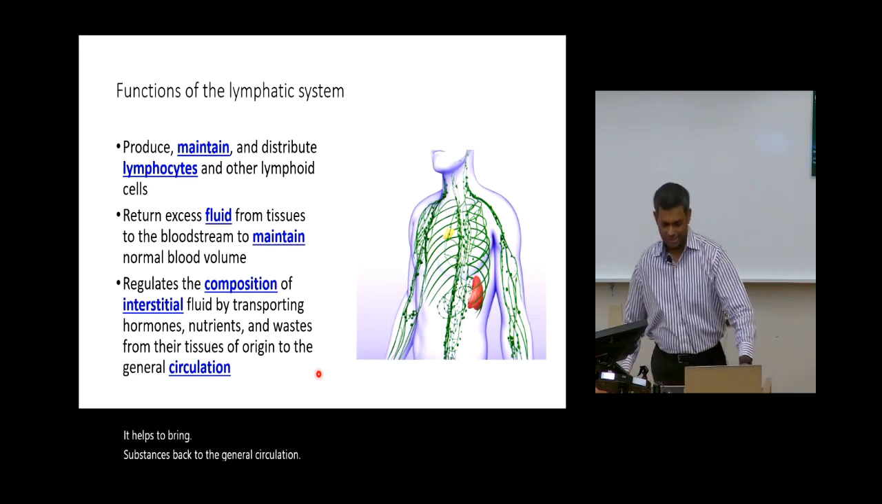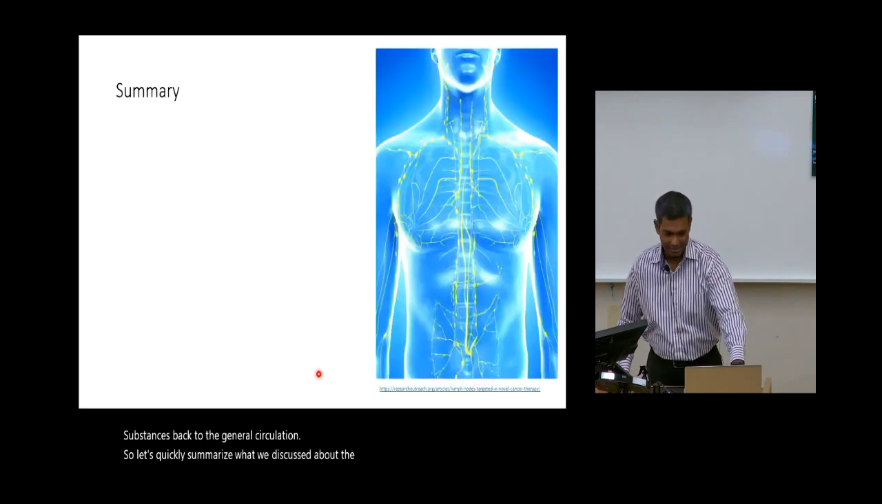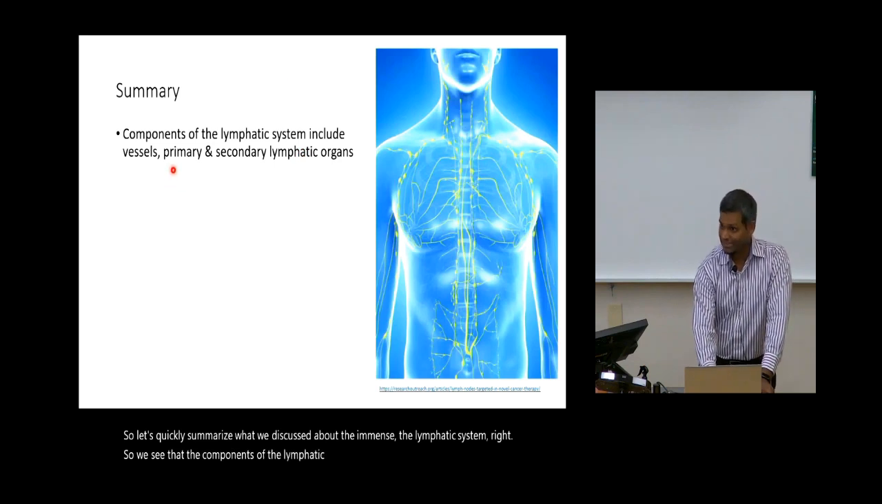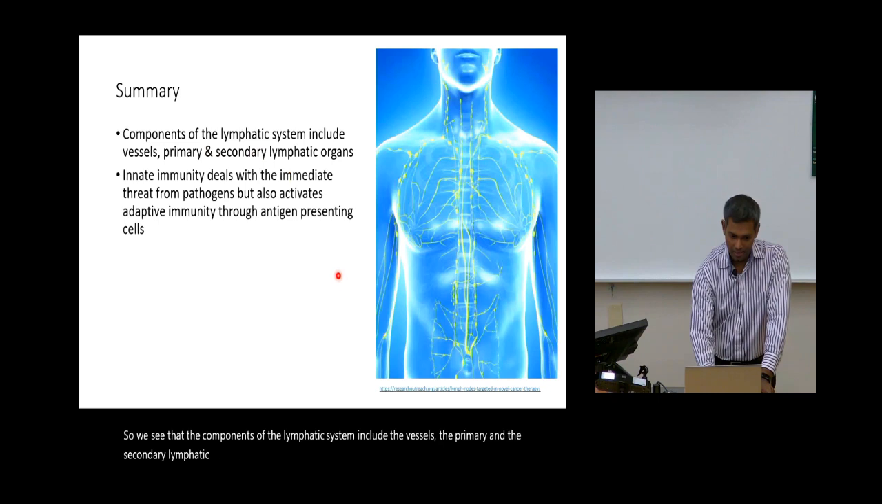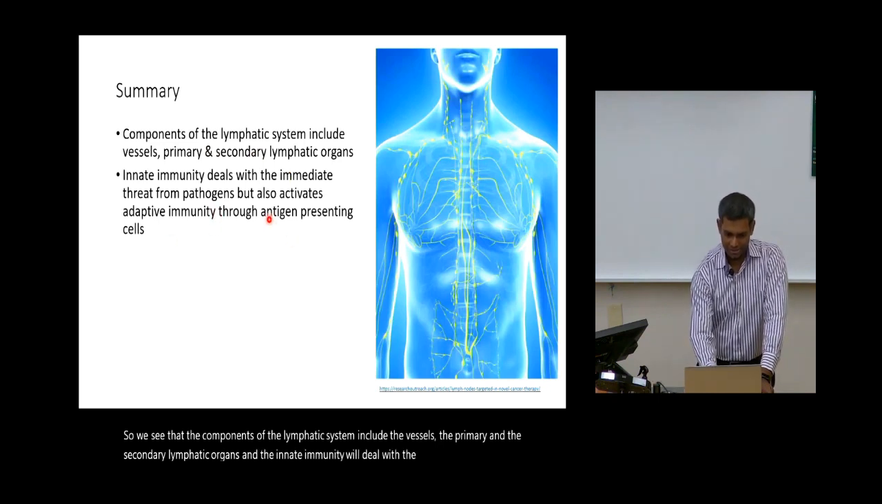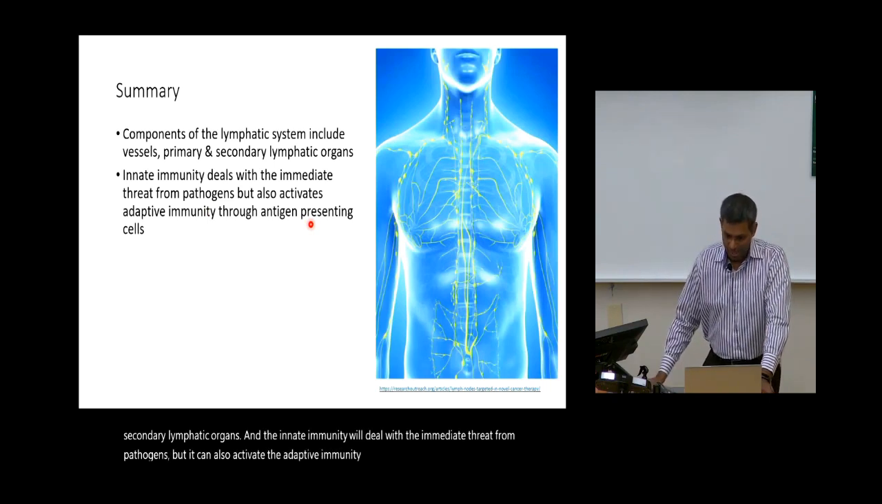So let's quickly summarize what we discussed about the lymphatic system, right? So we see that the components of the lymphatic system include the vessels, the primary and the secondary lymphatic organs, and the innate immunity will deal with the immediate threat from pathogens, but it can also activate the adaptive immunity by presenting antigens on the cell surface.